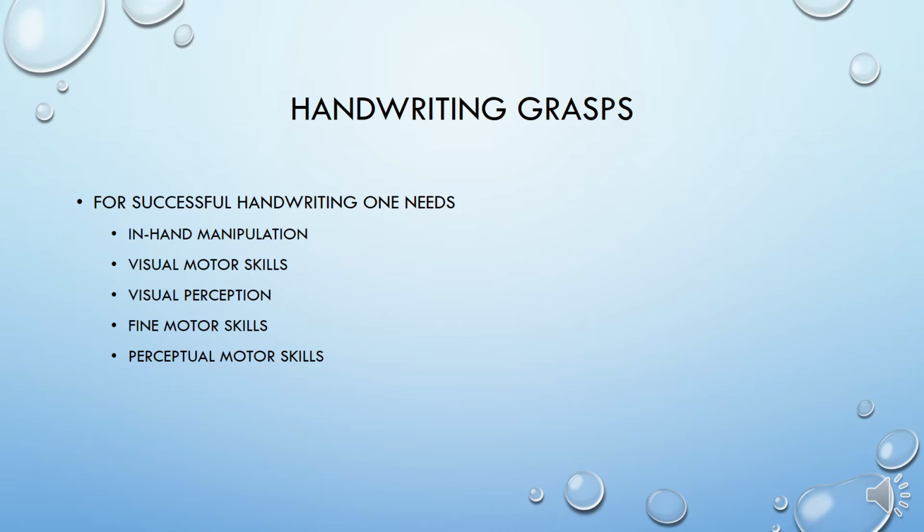So in order for somebody to successfully write, you have to have in-hand manipulation, you have to be able to shift, you have to be able to do complex rotation, right? So you need some of those skills. You need visual motor skills, which is the ability to copy shapes, copy letters, copy designs. So you need to be able to see an object and have a motor output that matches that. You need to have good visual perception, which we're going to talk about going forward. Fine motor coordination skills and perceptual motor skills.